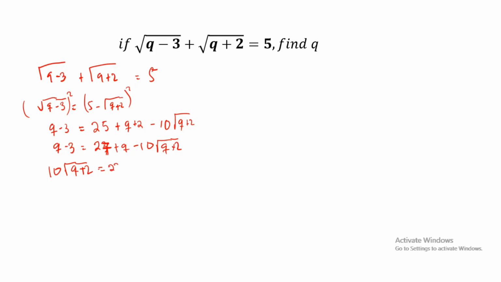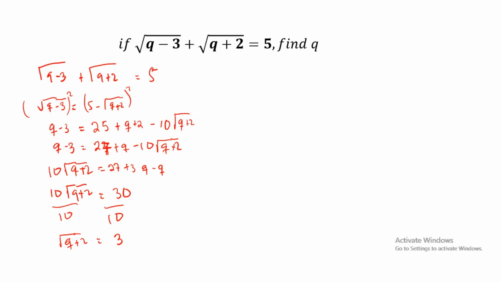27 plus 3. Okay, let me just keep the q here so that you guys will see that they will cancel. So 10 square root of q plus 2 will be equal to 30. We can simplify that further. Let's divide through by 10. So we have square root of q plus 2 equal to 3.